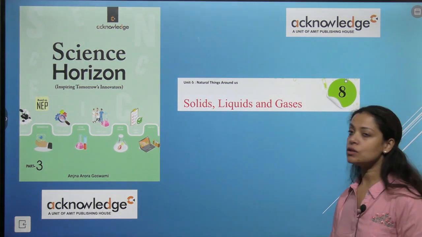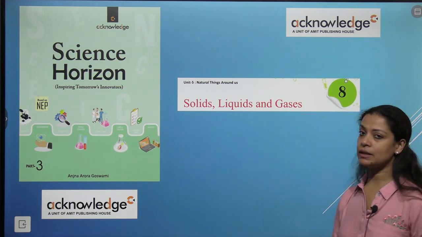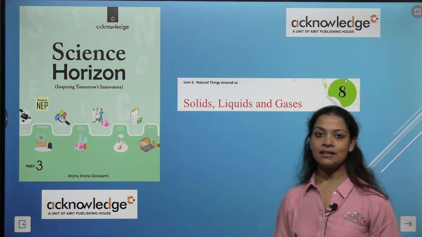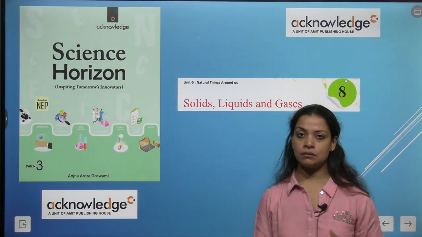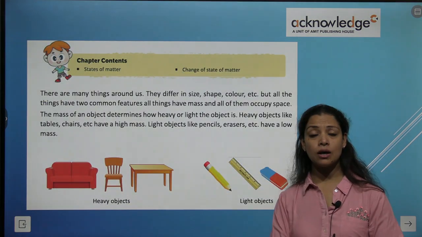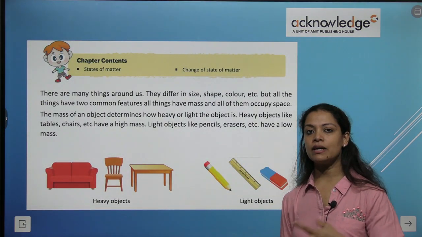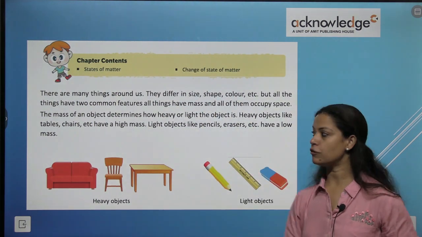So, today we are going to study Unit 5, Natural Things Around Us, Chapter number 8, Solids, Liquids and Gases. So, my dear students, in day-to-day life, we come across so many things which are solids, liquids and gases. So today we are going to study about states of matter and change of state of matter.